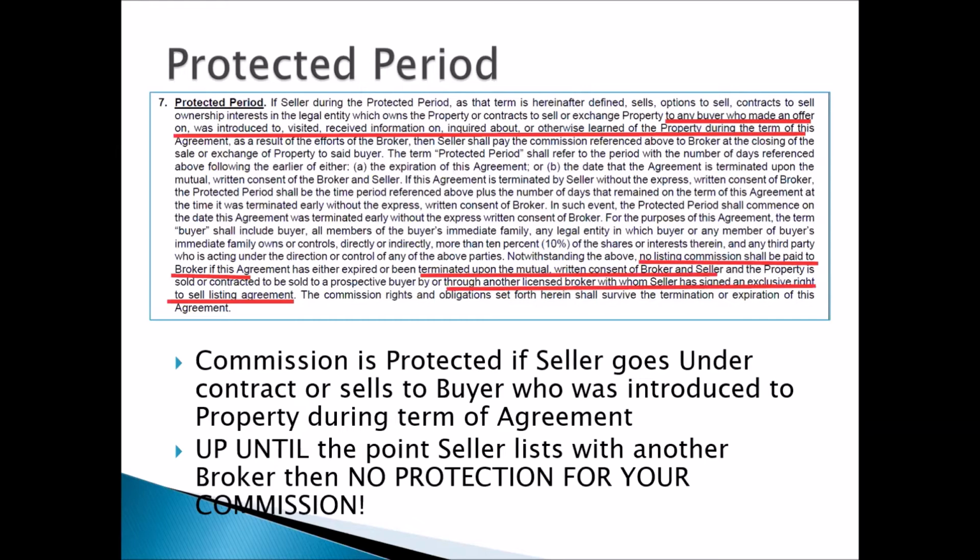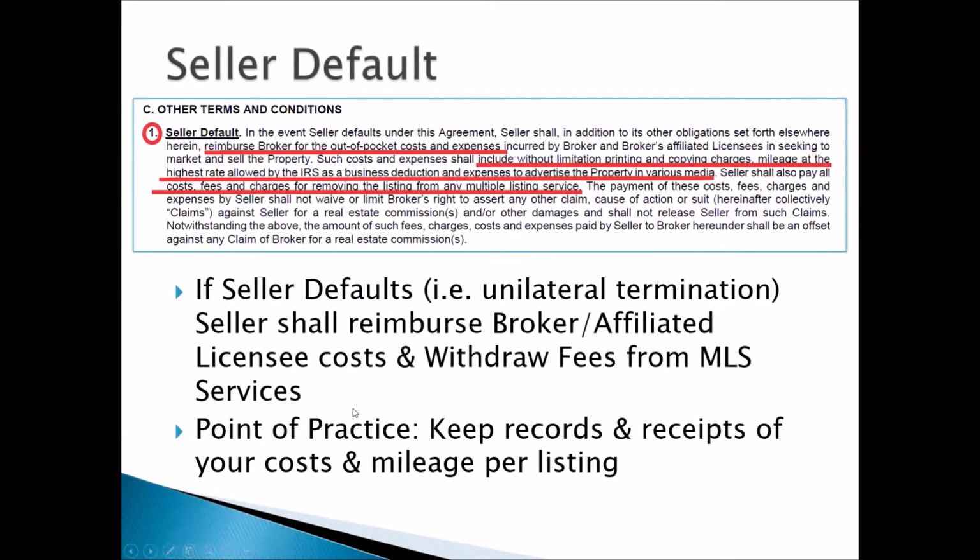When was that changed? That has been in there for a long time. Now, when we get to the buyer brokerage agreement protection period, we'll discuss that in depth. But for the listing, here's what it says: no listing commission shall be paid if there's a contract through another licensed broker with whom the seller has signed an exclusive right to sell listing agreement.